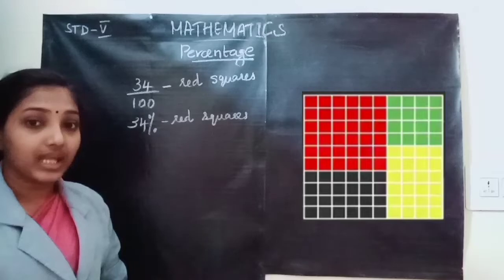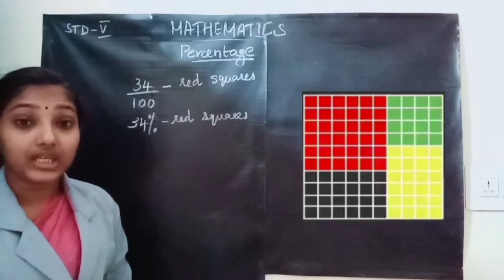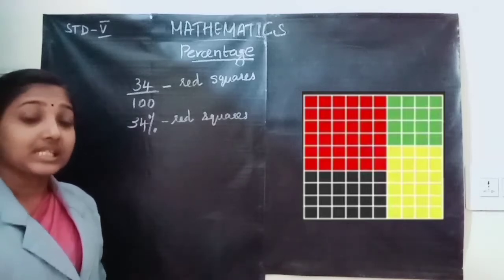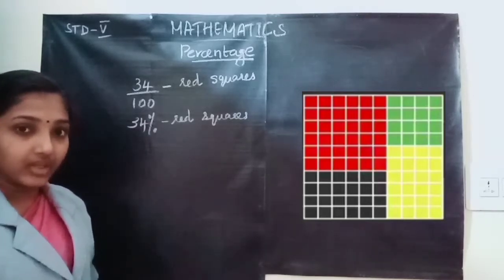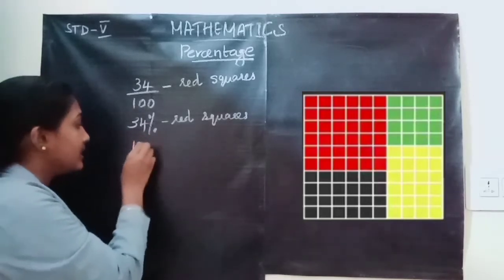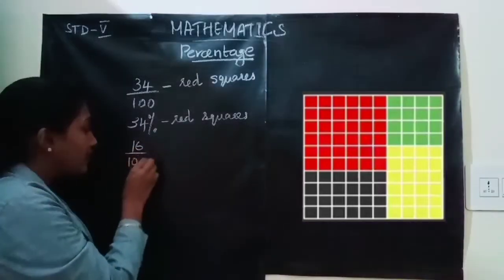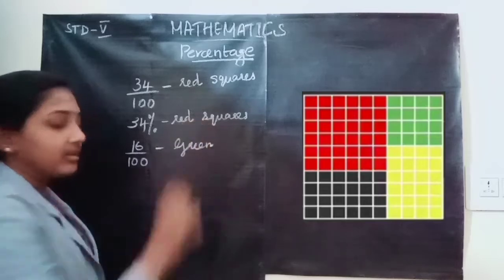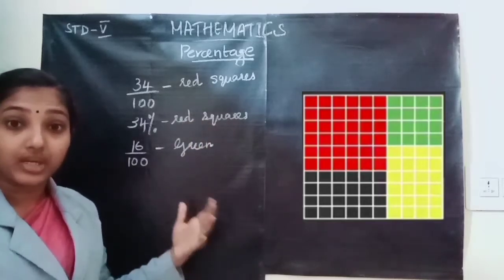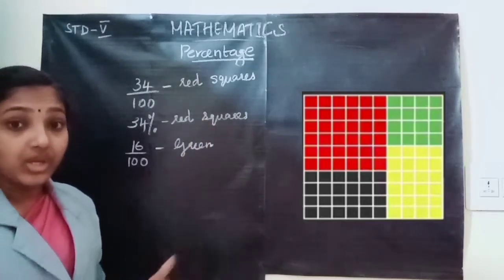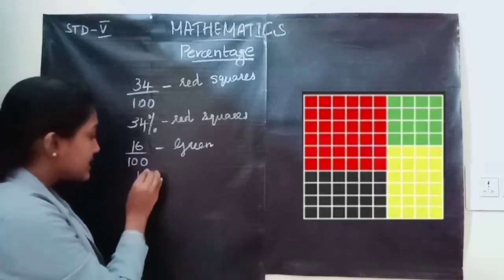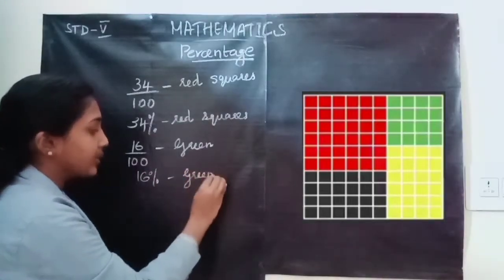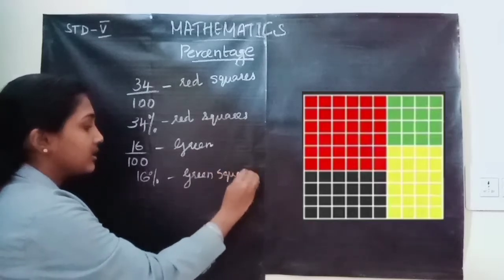And see the next one. Some squares are colored in green. Right. So how many squares? 16 squares are colored in green. So we can write that 16 out of 100 squares are green. Right. Or we can say that 16% of it is green squares.